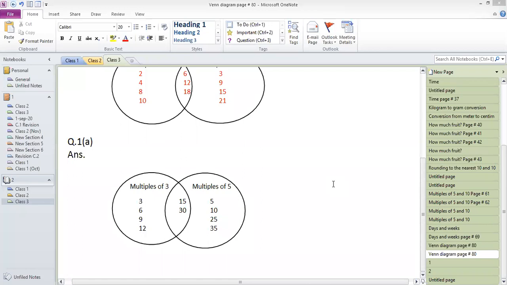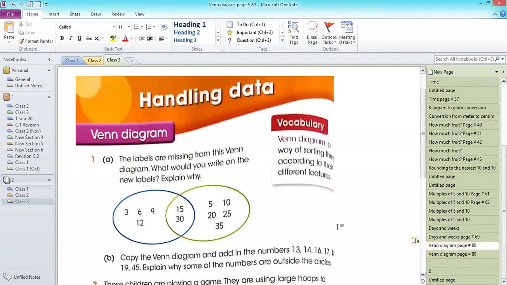Emma Jibrail, there is no big deal in labeling. You just need to give the name. Labeling means you need to give the name to this circle and this circle. You have to identify by yourself. Here, when you check page number 80, you check the circle, it is 3, 6, 9, 12, 15, 30. This circle is having 3 plus 3 plus 3 plus 3 plus 3 plus 3. So adding 3, that means they all are multiples of 3. So you are going to give the name that this is multiples of 3.